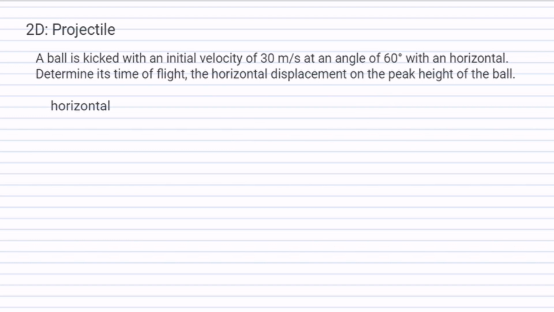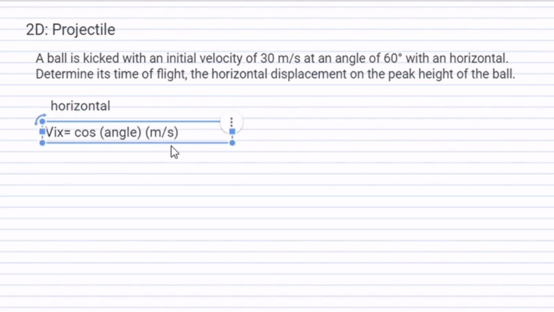So the first thing we need to do is to get the horizontal value. To get that, we're going to use the formula: cosine of the angle times the meters per second, just like this. This is VIX. So we're going to use cosine, angle, and the meters per second.